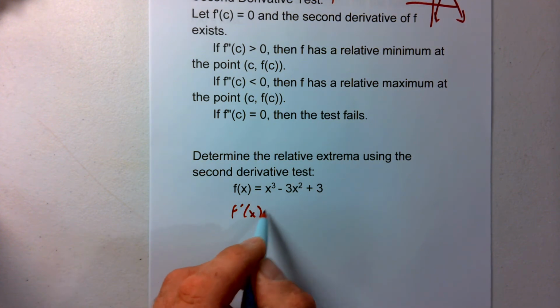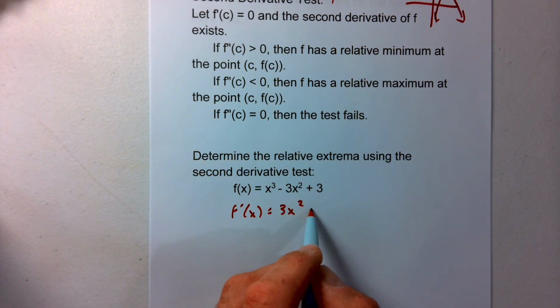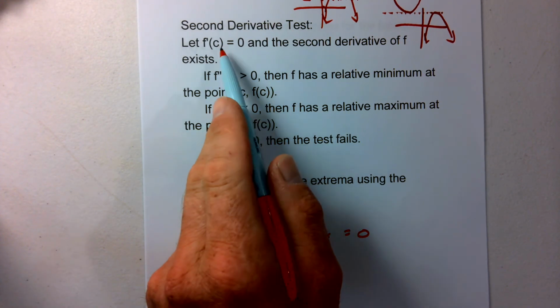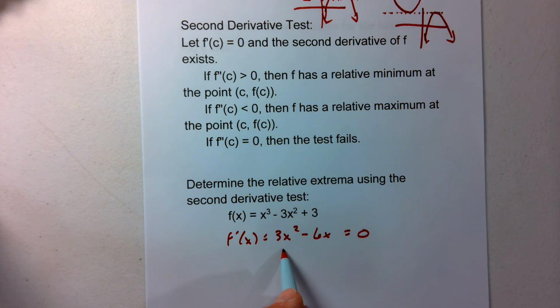So the first thing I'm going to do is find my first derivative, which is going to be 3x squared minus 6x. I'm going to set that equal to 0. That's the first thing that has to happen. If I set that equal to 0, I can factor out a 3x, so I get 3x times x minus 2 equal to 0. So I get x equals 0 and 2. Those are my possible extrema.